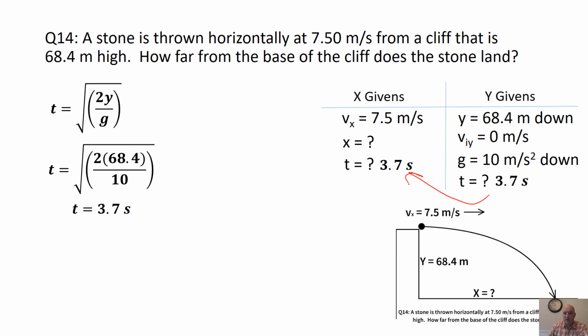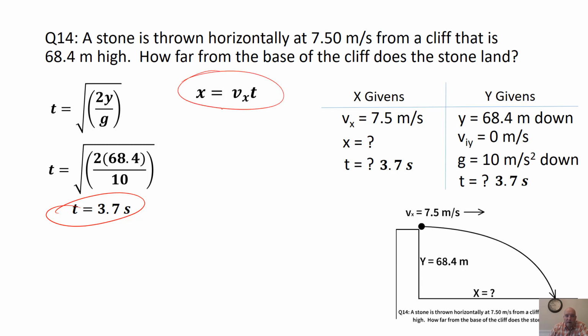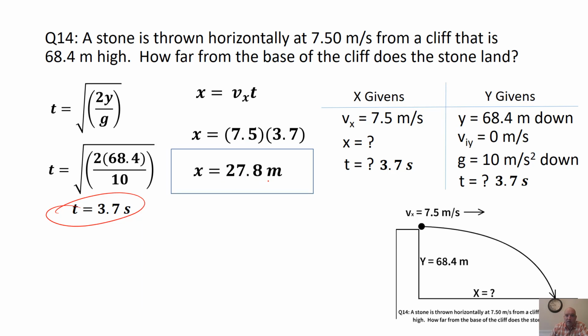So this is where we can take that 3.7 that we just solved for using this, and plug it into the other axis. Now we can go to x equals v times t. We'll use the one that's already rearranged for us, and plug in our values, 7.5 times 3.7, and we get 27.8 meters. You can be more exact if you want to say forward, but in general, this right here, from there to there, is going to be 27.8 meters after solving for this problem.